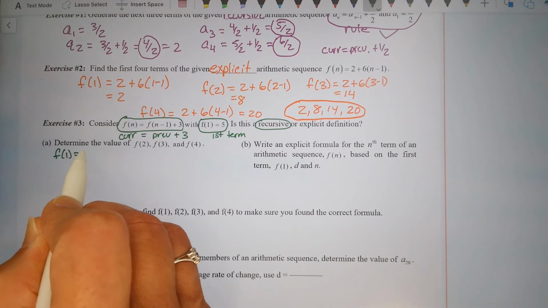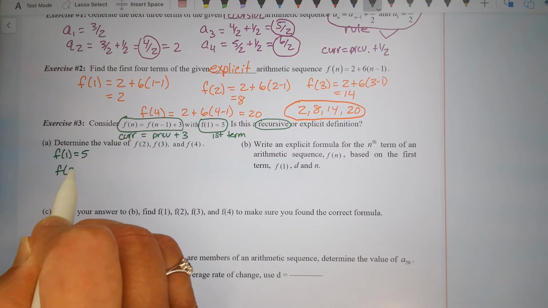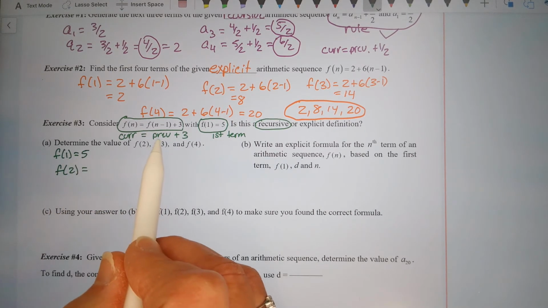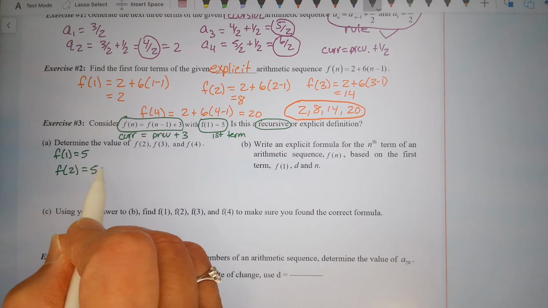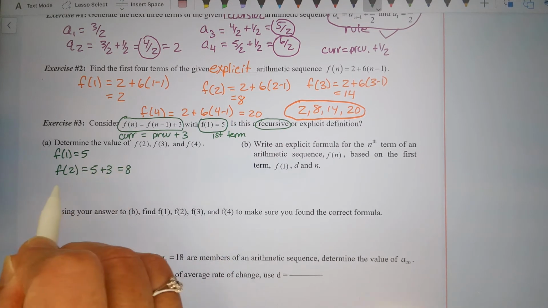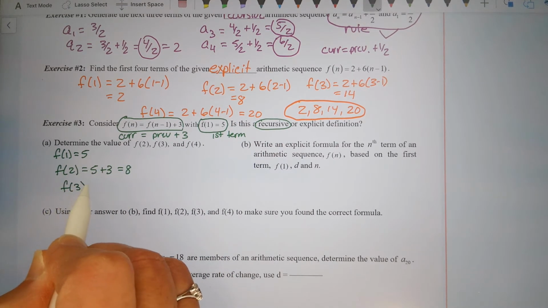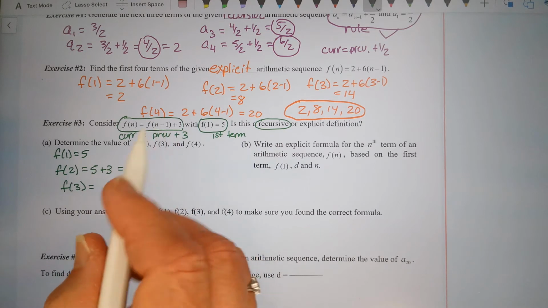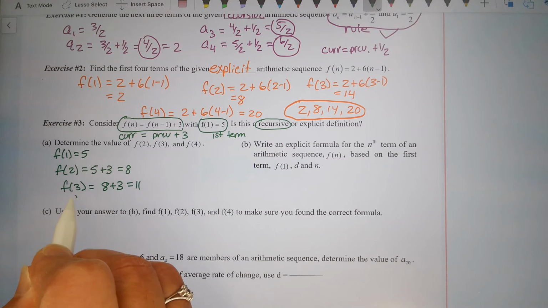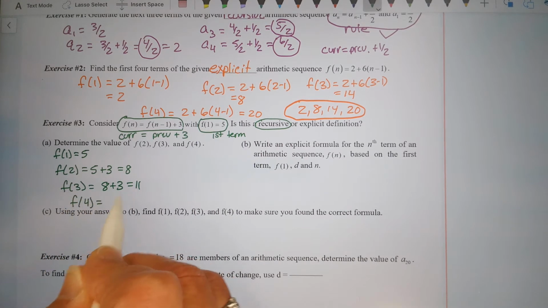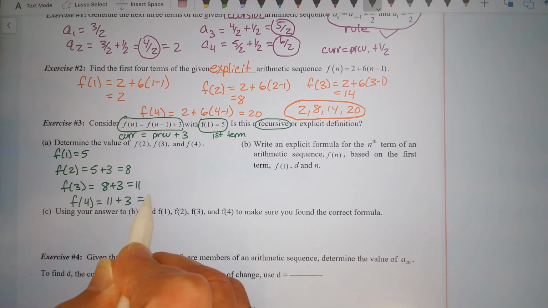F of 1 equals 5. F of 2 equals, I'm going to use my words, it's the previous plus 3. So the previous is 5 plus 3, which is 8. F of 3 equals the previous plus 3. The previous is 8 plus 3, 11. And f of 4, the previous 11 plus 3 is 14.